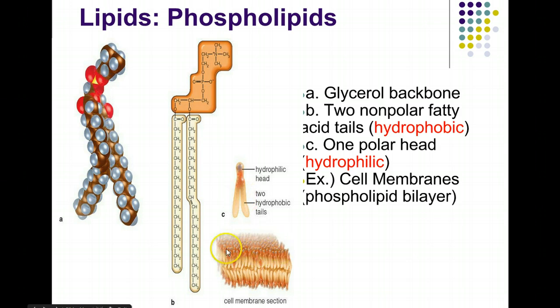So here is an example of your cell membrane. You've got the waterproof outside that helps to protect your cell, and it also holds on to enzymes and protein channels that let things in and out of your cell. So you need to know that phospholipids are an example of lipids. And we're going to talk more about what hydrophobic and hydrophilic mean when we get to Unit 3.